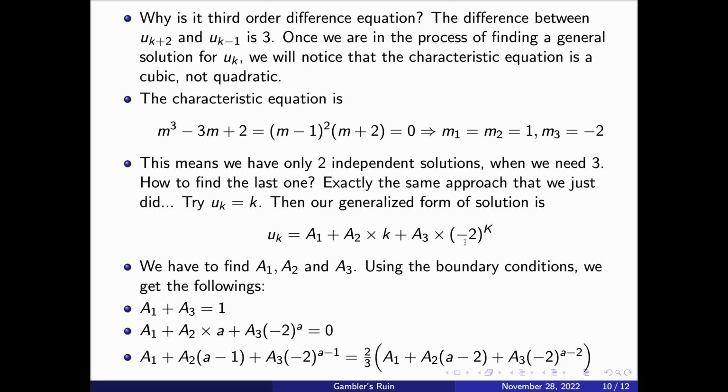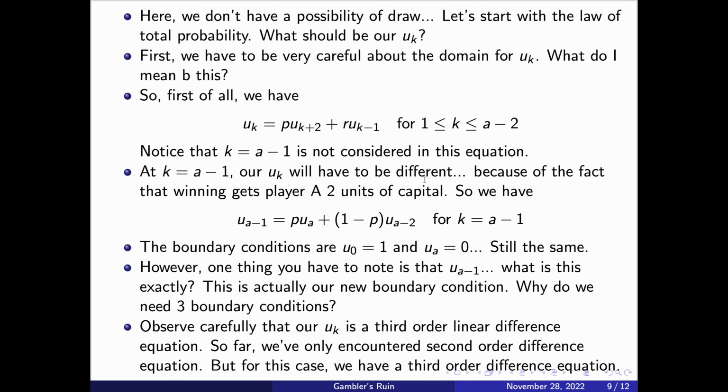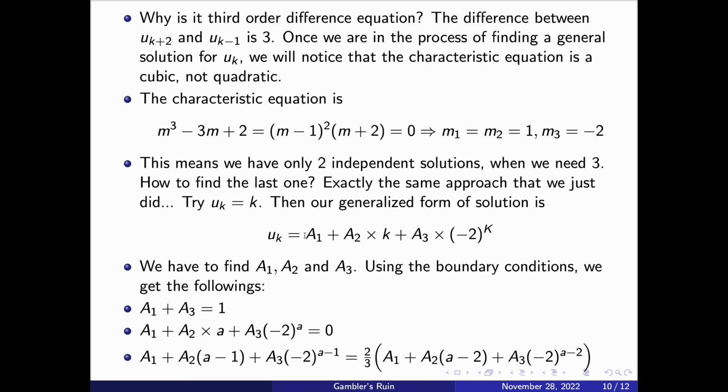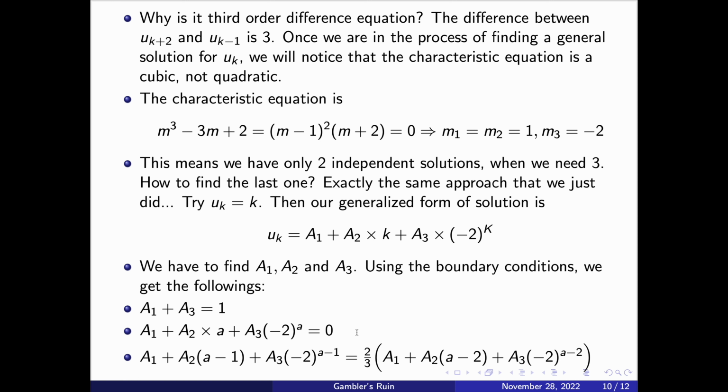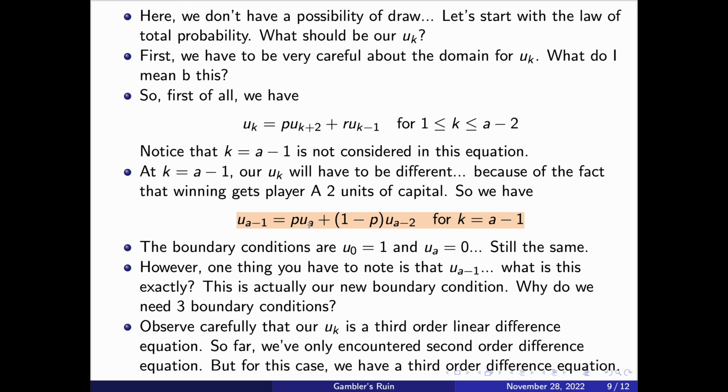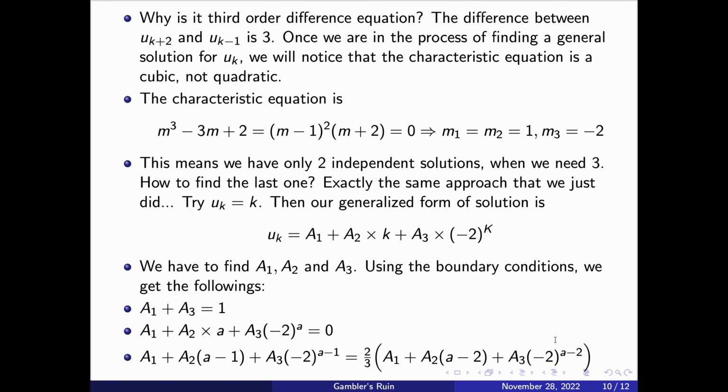So we use those boundary conditions, and we get this equation: a1 plus a3 is equal to 1. Where does this come from? It came from here, right? You just set k equal to 0. When you set k equal to 0, this one is 0, and this one is just 1. So we have a1 plus a3 equal to 1. Now we do the same thing for this guy, and you get this. And this one is coming from here. So we have 1, 2, and 3 equations, so you can solve this.